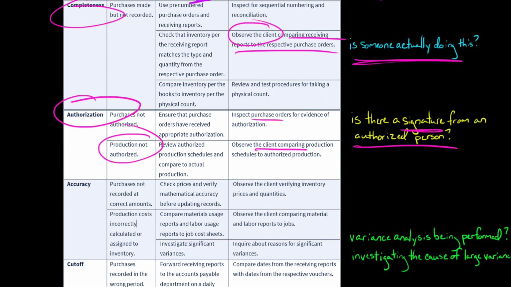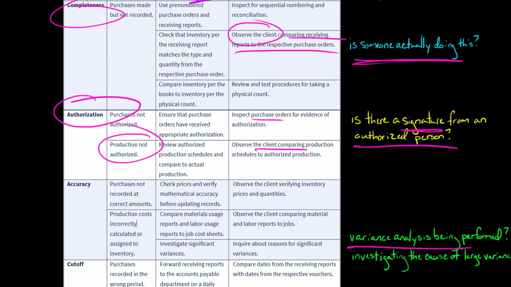Now, when I talk about variances, I mentioned this before. Remember, price variances, quantity variances. Oh, we're paying a lot more for the inventory than we thought, or we used a lot more inventory than we thought to produce this product if we're a manufacturer. Are they actually doing the variance analysis?